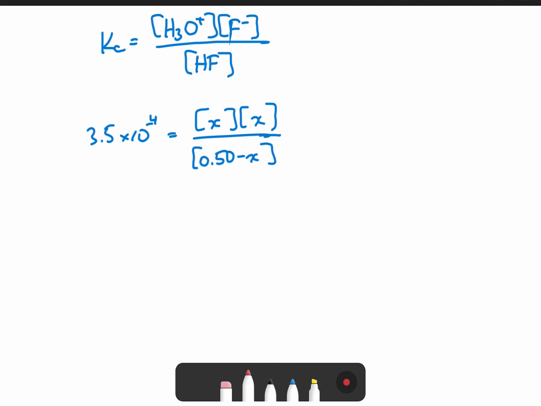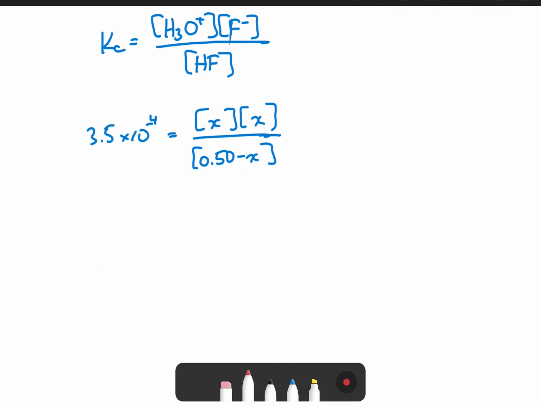Now, going ahead and solving this equation for X, we realize that we have an X squared term, an X term, and a constant, and this would result in a quadratic equation. We could go ahead and solve this using our quadratic formula, but being a weak acid, we can simplify this knowing that the value for X is going to be extremely small. So let's go back to our ice table.